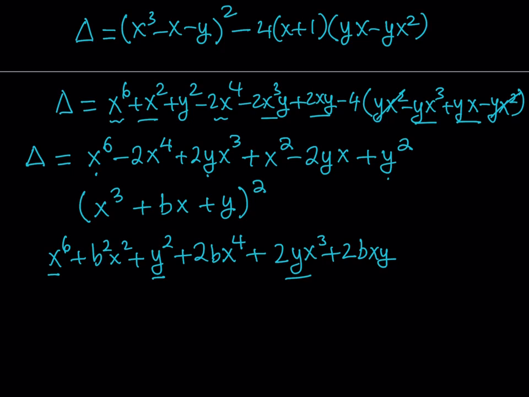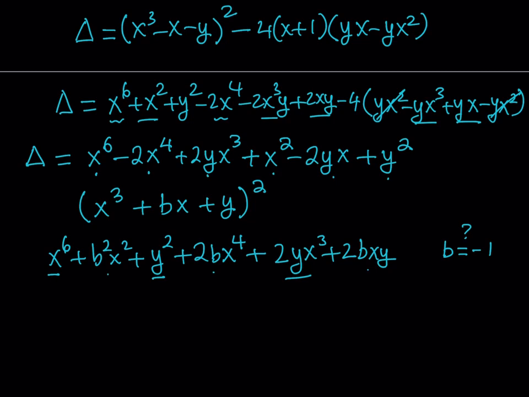So from here, I'm just getting the information that b might be -1, but we have to double check. So this seems to work with b equals -1 because of this term here, but we have to make sure everything works. If b is -1, this is going to be a positive x squared, which is correct. And then if b is -1, this is going to be negative 2xy, which is also correct. So everything checks out. Awesome, beautiful.